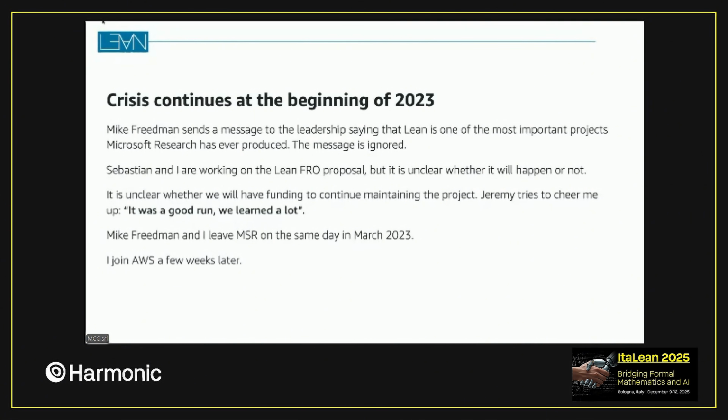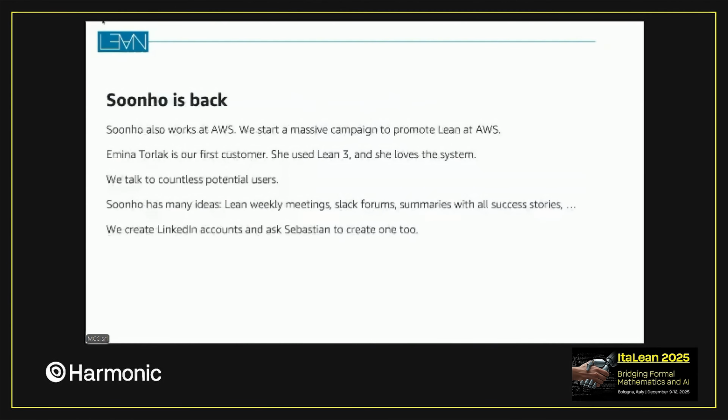It wasn't clear. And Jeremy, people did not know if Mathlib would be ported or not. Many doubts, many people telling us, oh, it's going to be like Python 2 and Python 3. Lean is going to be a forked system. You'll never succeed. Mike and I left Microsoft the same day, and I went to AWS.